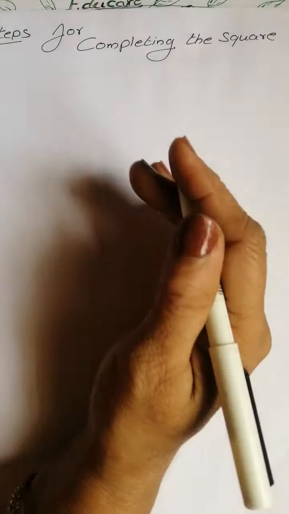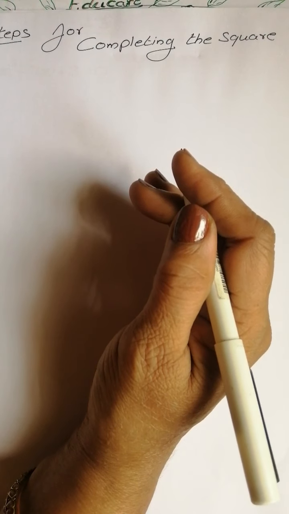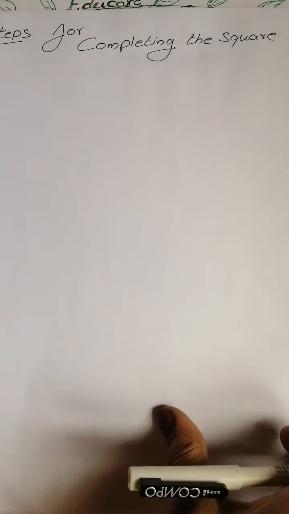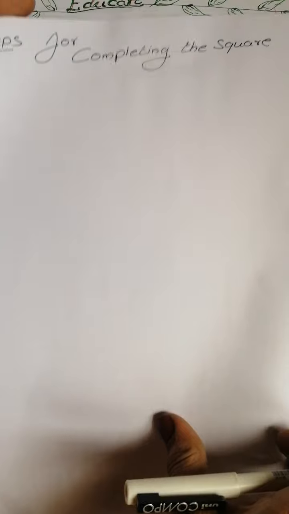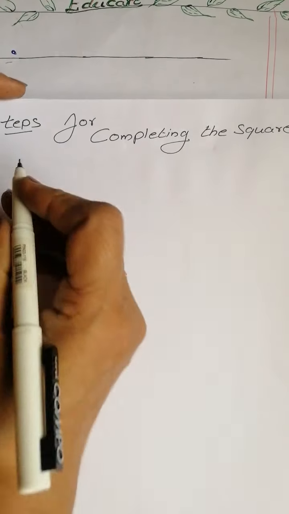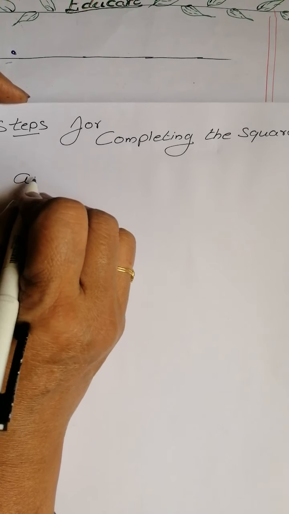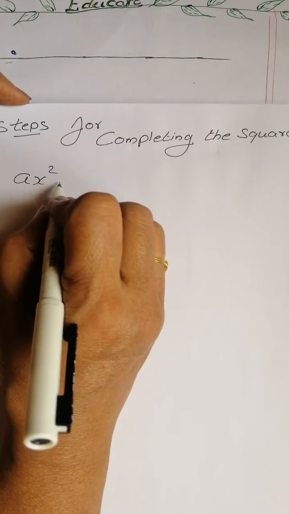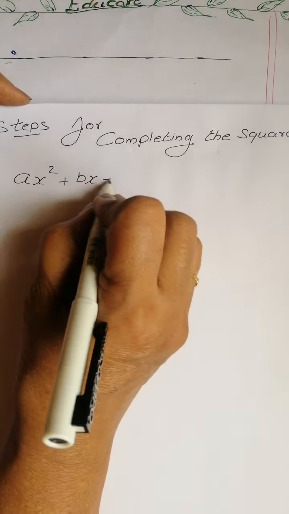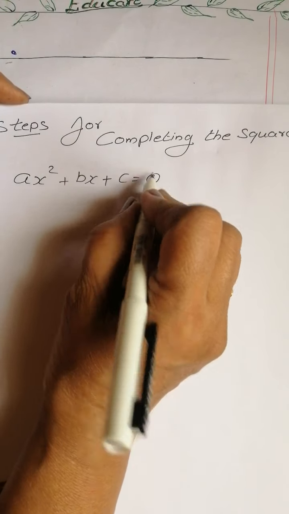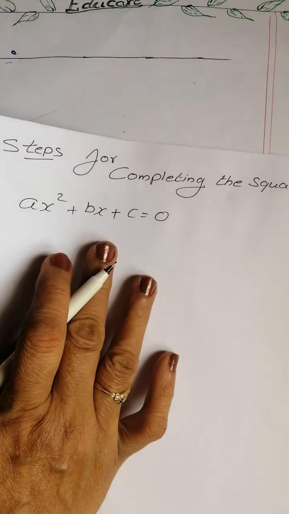First, steps for completing the square. What is the first step? First step is obtain the quadratic equation. So what is a quadratic equation? I'm sure you know. The quadratic equation will be in the form ax square plus bx plus c equal to 0. Is it not? This is a quadratic equation.